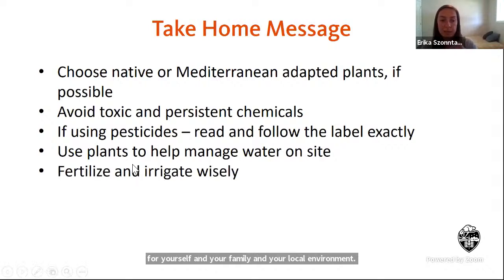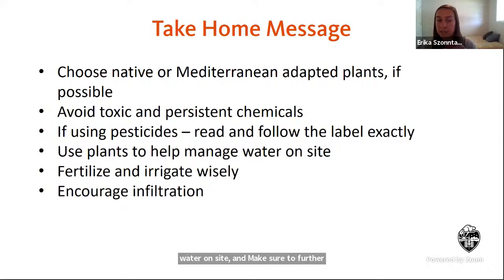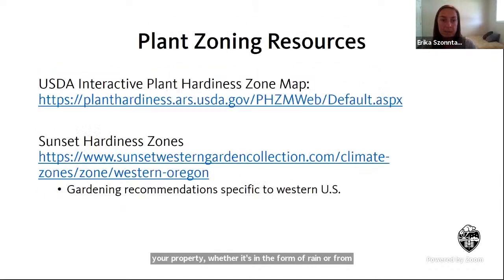And then use plants to help manage water on site and make sure to fertilize and irrigate wisely, and always increase infiltration where you can and just capture the water that you're already getting on your property, whether it's in the form of rain or from that supplemental irrigation that you're doing.